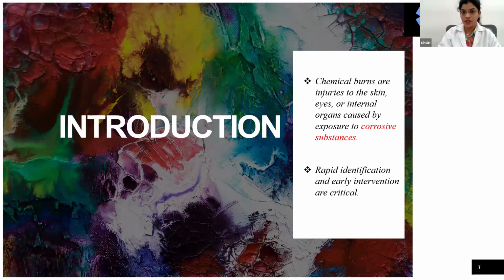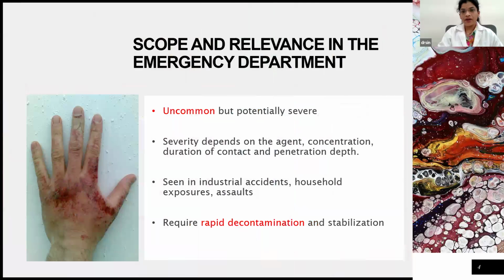Coming to the introduction, chemical burns are those caused by exposure to corrosive substances. These burns are injuries to the skin, eyes, or internal organs caused by corrosive substances. What is really important in chemical injuries in our emergency department is rapid identification and early intervention. The scope and relevance of chemical injuries in the emergency department is that these injuries are uncommon but potentially severe. Severity depends on the agent, concentration, duration of contact, and penetration depth. They are usually seen in industrial accidents, household exposures, and these days in assaults. They require rapid decontamination and stabilization.